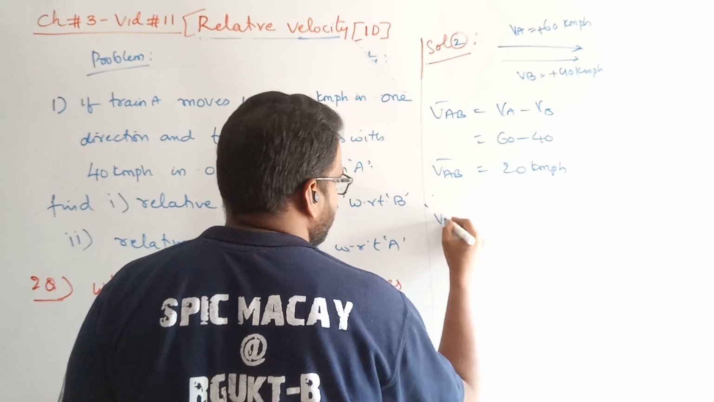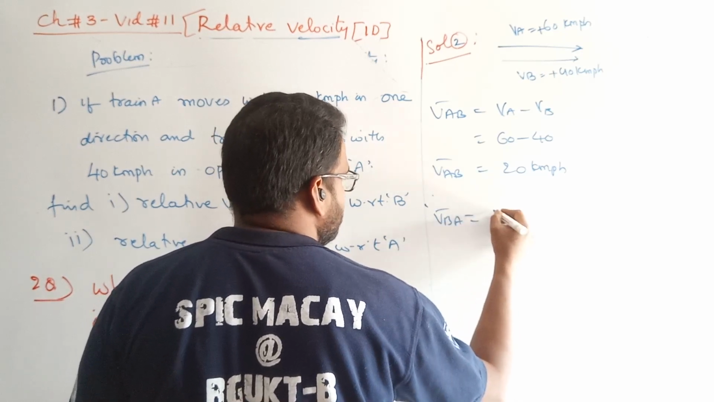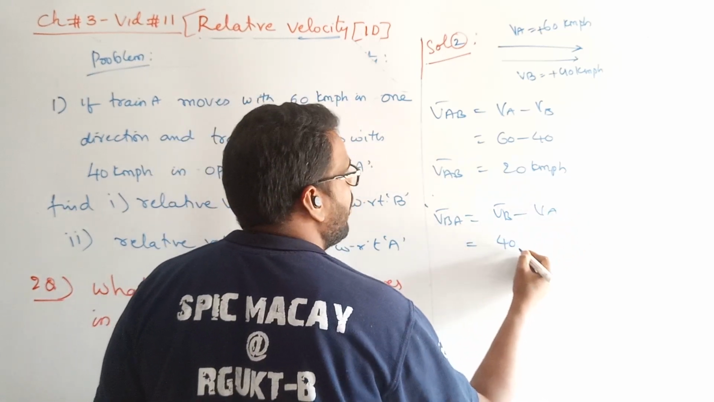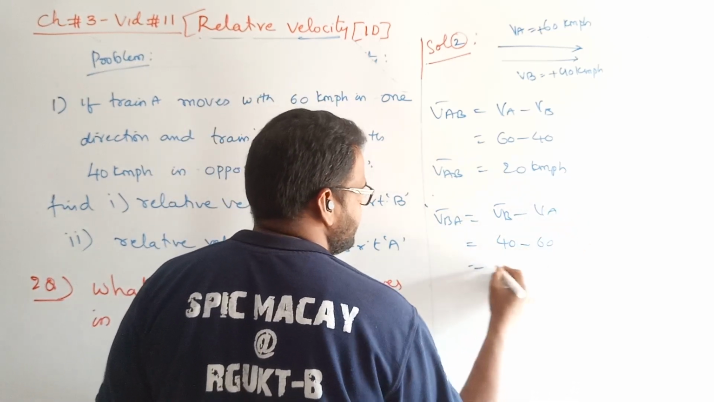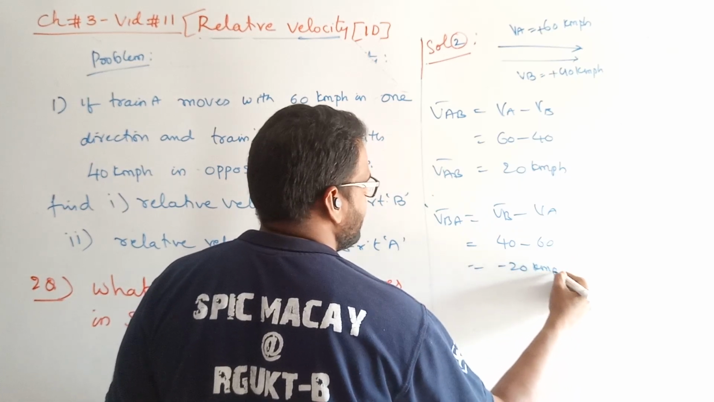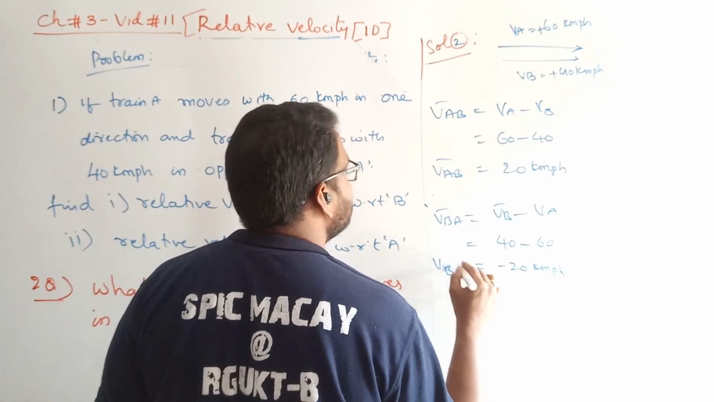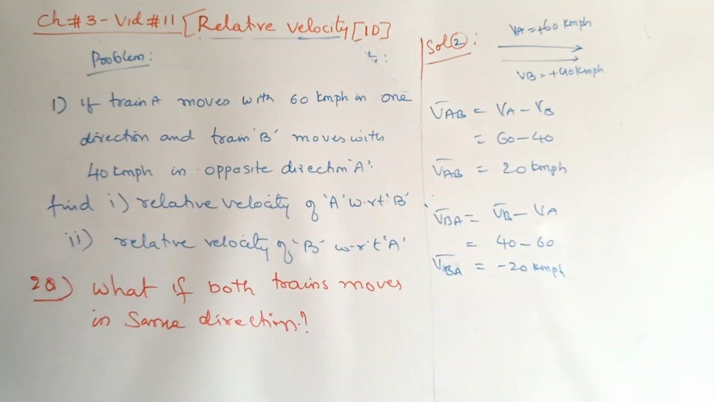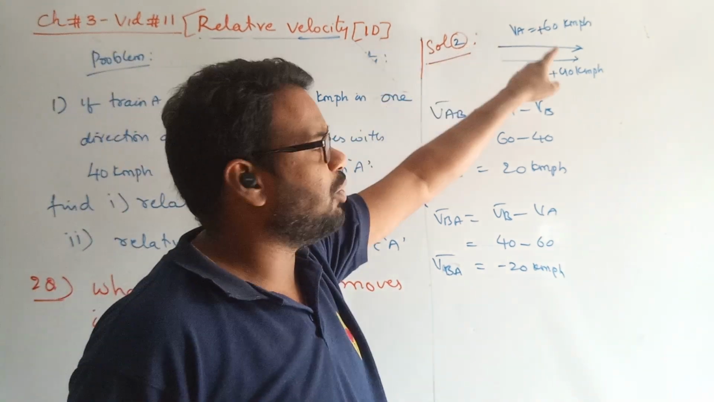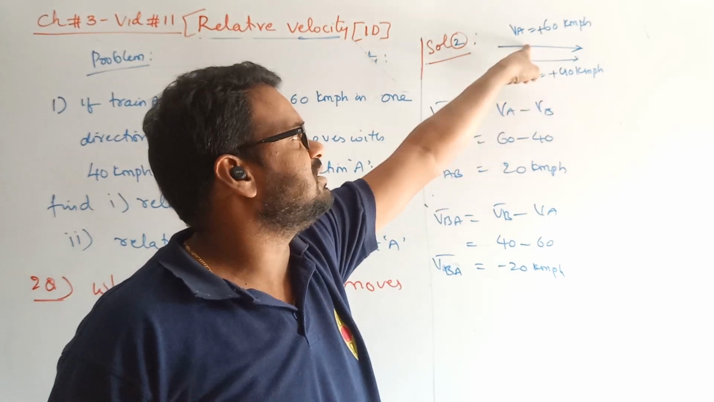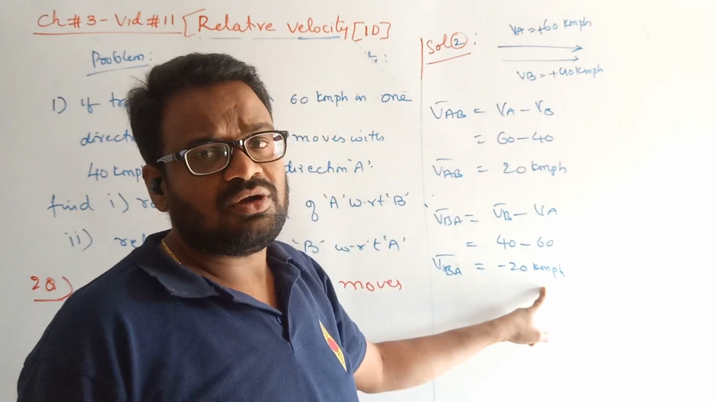Then VBA is equal to VB minus VA, which is 40 minus 60, equal to minus 20 kmph. What does it mean? Because one is at higher speed and the second is at lower speed, the one which overtakes the other will appear as the other one going in the opposite direction. Train A has higher speed, so it overtakes train B. What speed is he going to find this train to be?